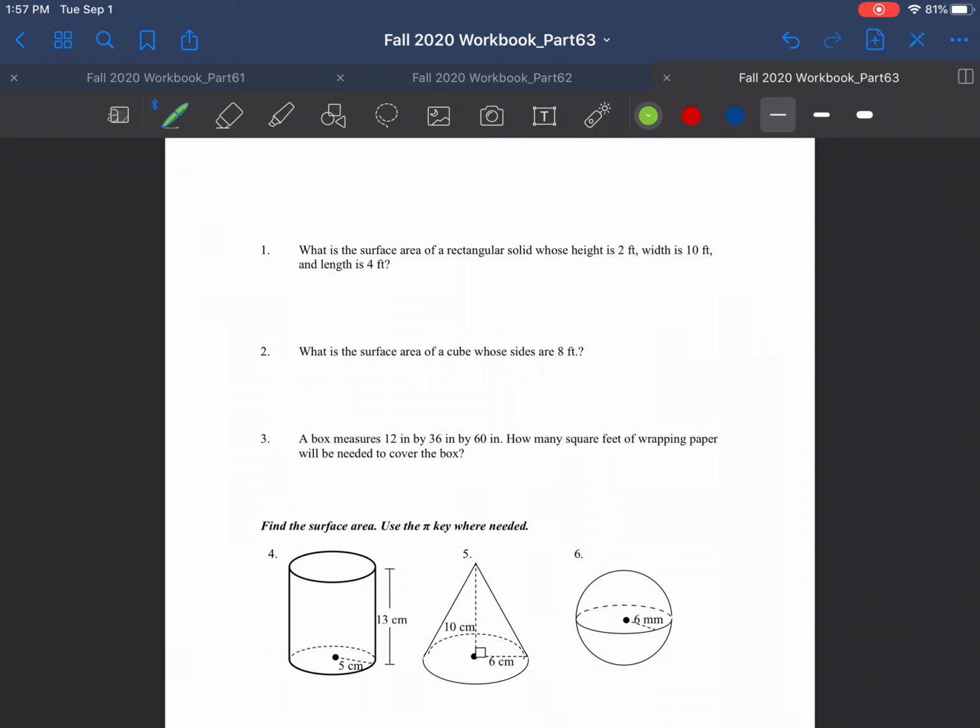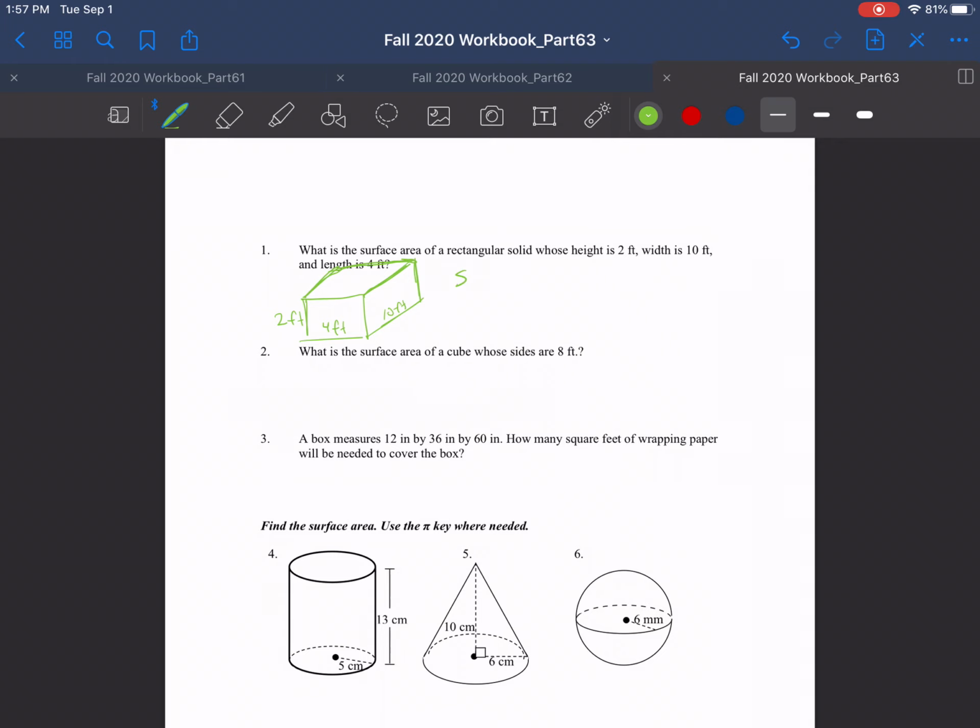I'm going to let you work on these. I might do this first one for you. It tells you the surface area of a rectangular solid whose height is 2 feet. So if we draw this in, this is 2 feet is the height. Its width is 10 feet, so very big width, 10 feet. And finish drawing that, and its length is 4 feet, okay? So not perfectly to scale, but something like that. And so they ask, what is the surface area?